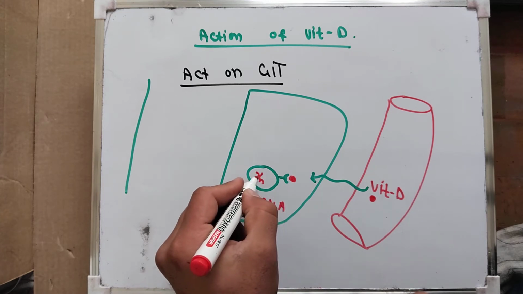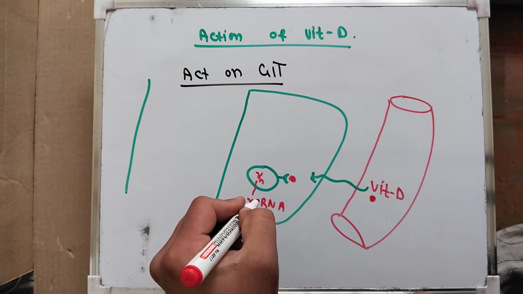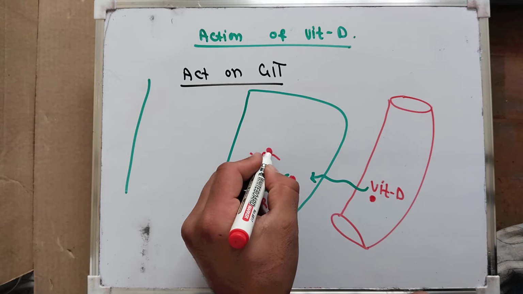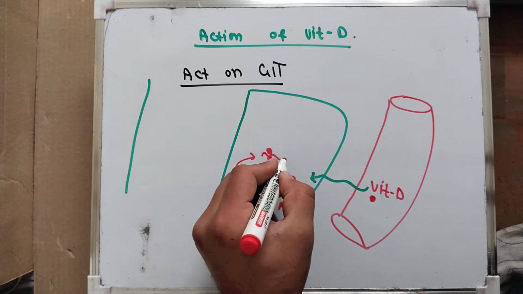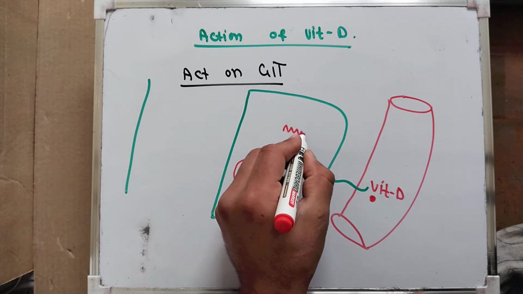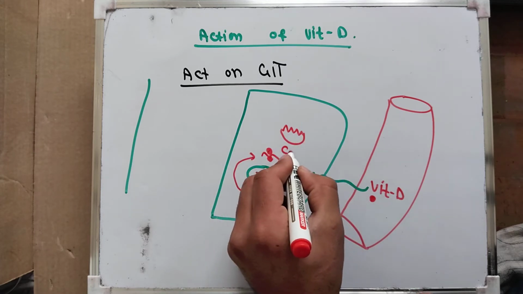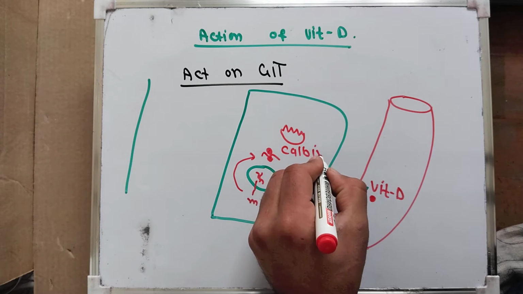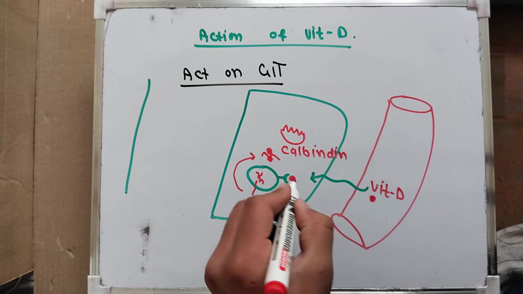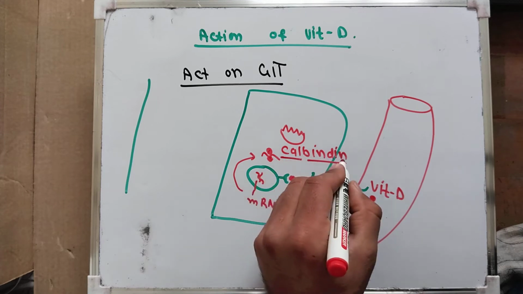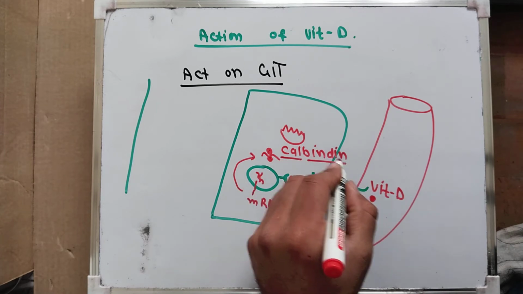This messenger RNA from the nucleus goes to the cytoplasm and attaches to a ribosome, and causes the formation of a protein known as calbindin. We can remember this name by calcium binding.